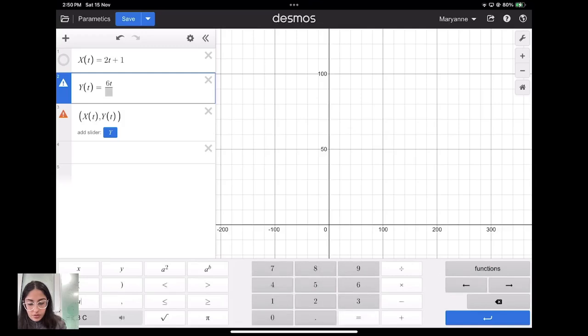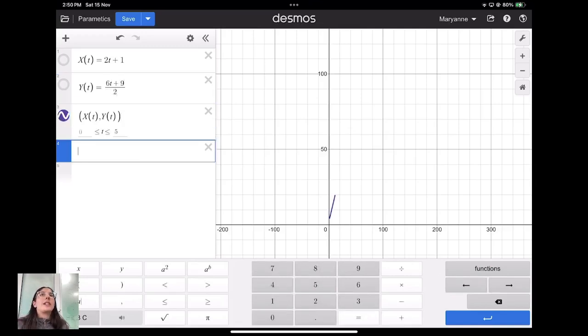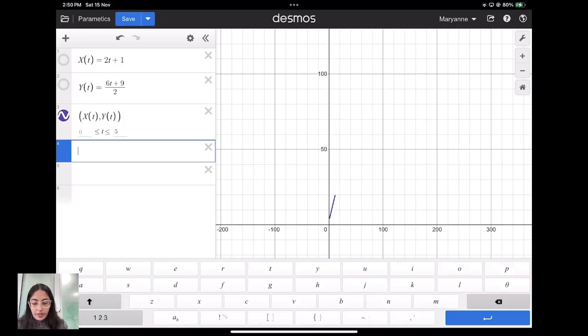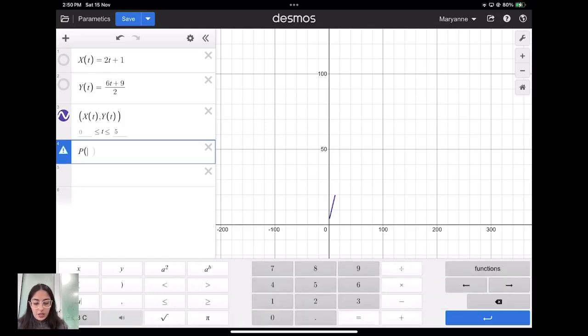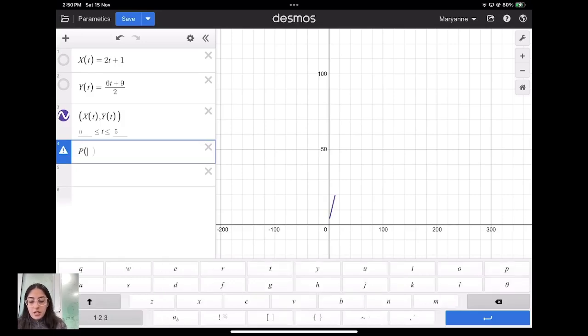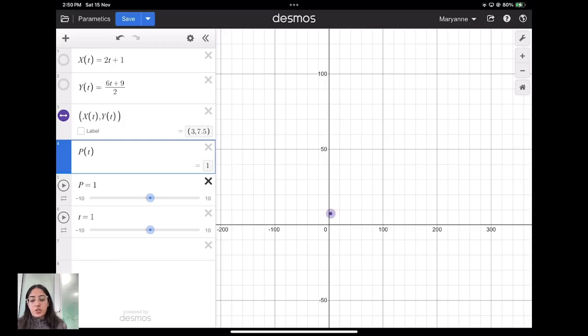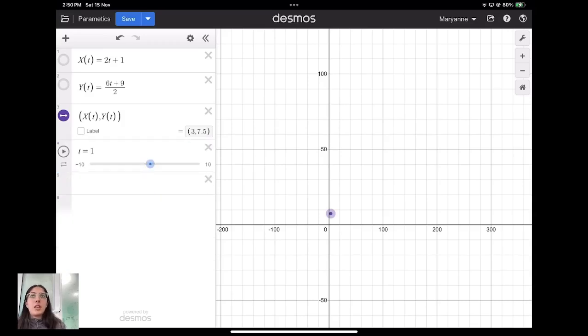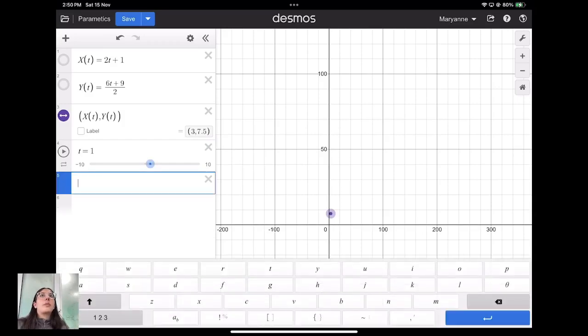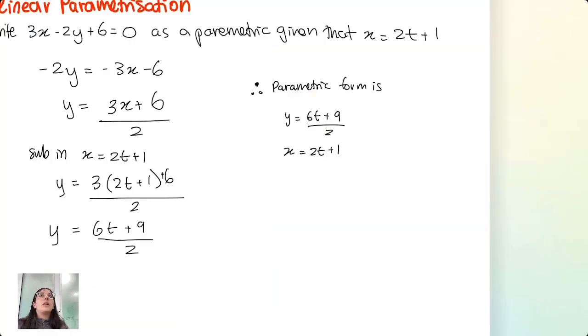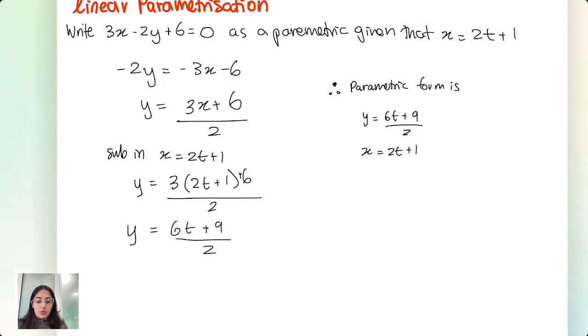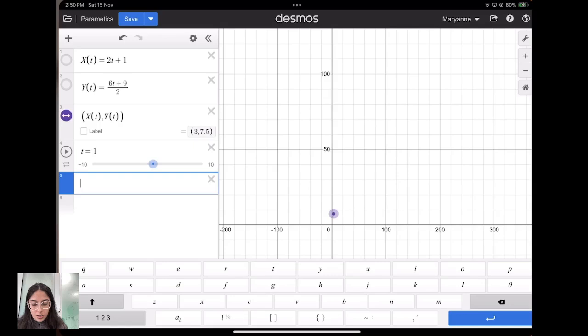So 6t plus 9 on 2. And then I also want to graph my Cartesian form, and I'm going to add a slider for t. So the easiest way to get a slider is just write like a capital letter and then write t in brackets. And it'll give you the option to pop up a slider and then just get rid of the ones you don't want. So I just want my t slider, okay? And then the other thing you're going to do is graph the Cartesian form. So my Cartesian form is 3x minus 2y plus 6 equals 0. So I'm going to just graph that.